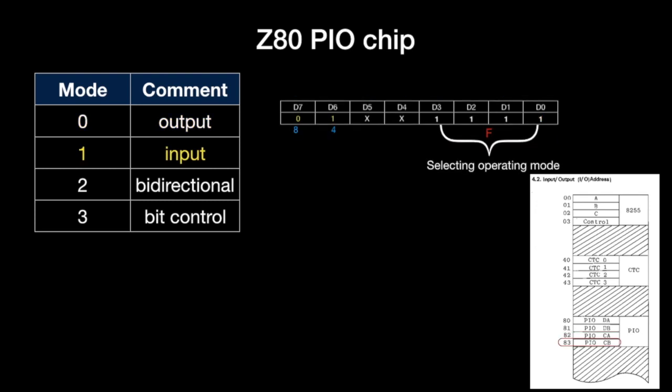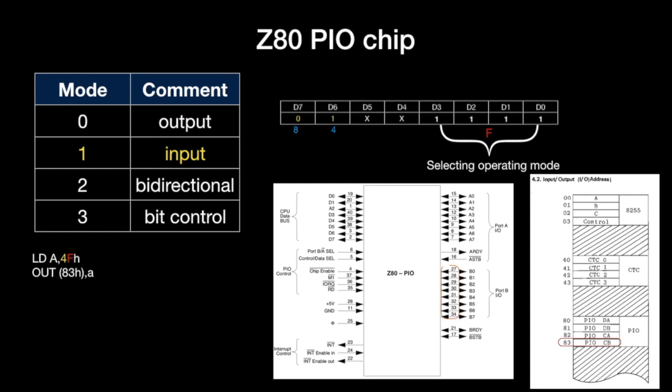If you want to put port B in input mode, you have to send 4F to the address 83. Now the port B is in input mode.